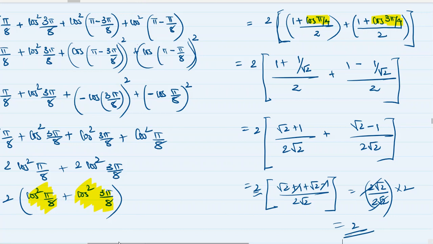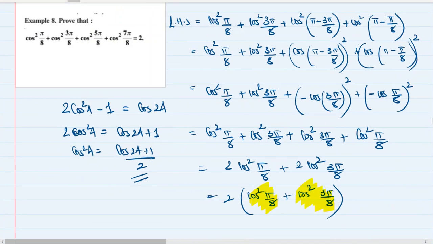Okay, so on simplification, you get the answer 2, which you have to prove. Okay, so initial simplification was easy, but then you have to apply the formula for cos square A. Cos square A is cos 2A plus 1 by 2. Okay, so that application of the double angle formula was important over here. Let's go to the next question.